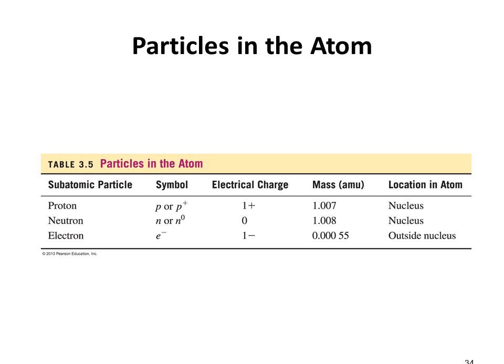And so here's just a summary table of the three different particles. We have these symbols of the different subatomic particles. We have their charges, and their masses in atomic mass units and where they are found in the atom.